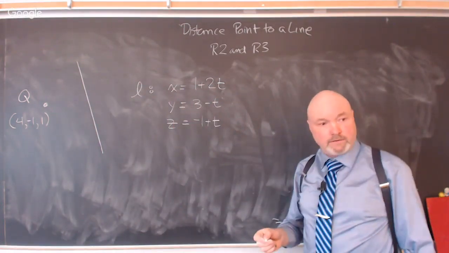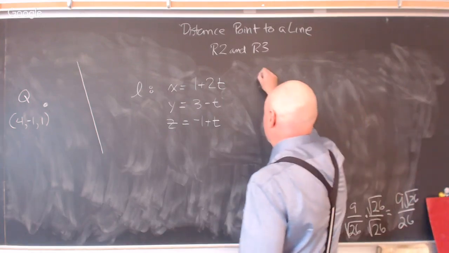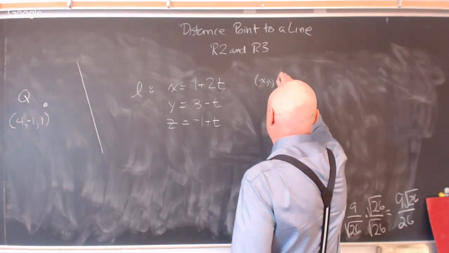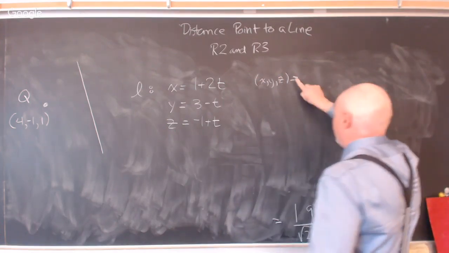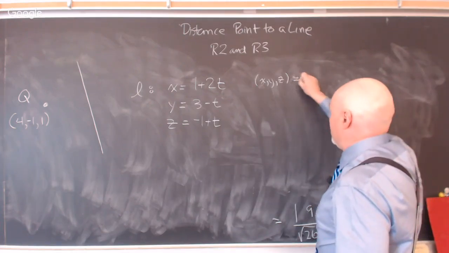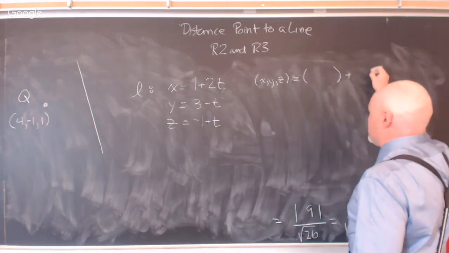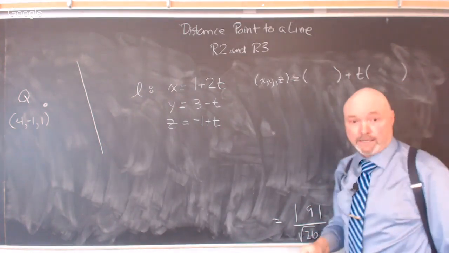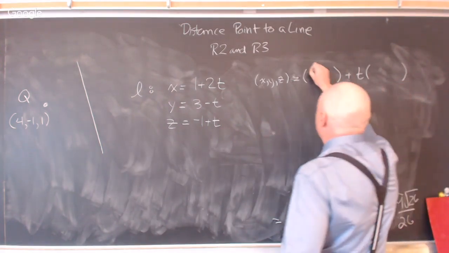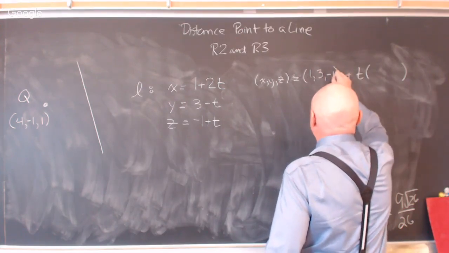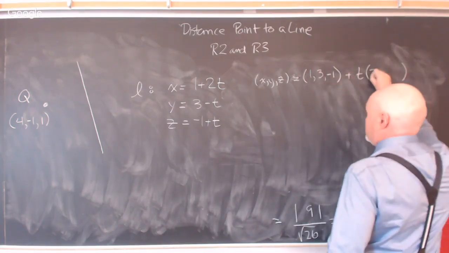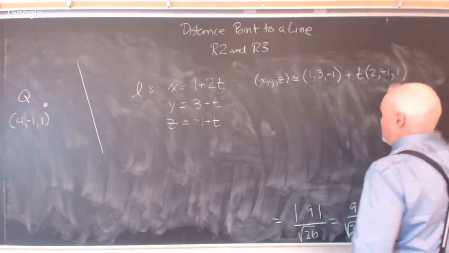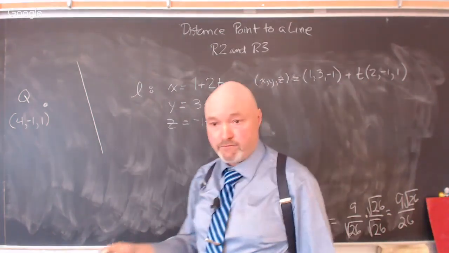What would this be if I wrote it in vector form? So instead, X, Y, and Z equals a position vector plus some parameter. In this case, it's t times a direction vector. 1, 3, negative 1, and 2, negative 1, and 1. Yeah, there we go. So that's it in vector form.